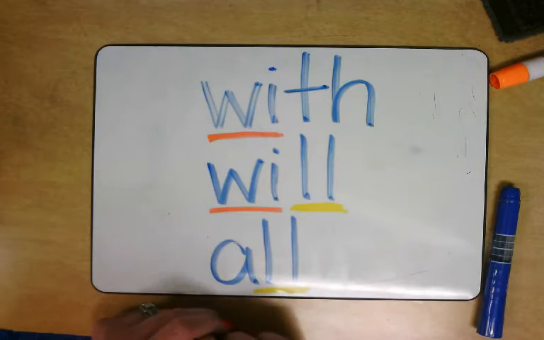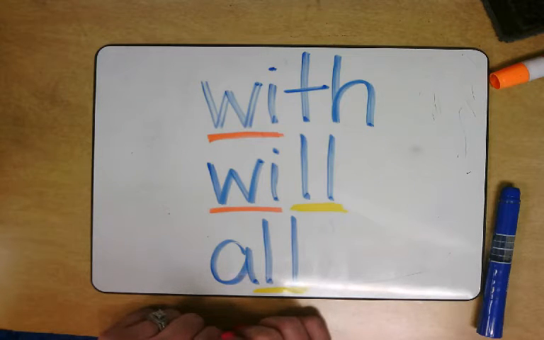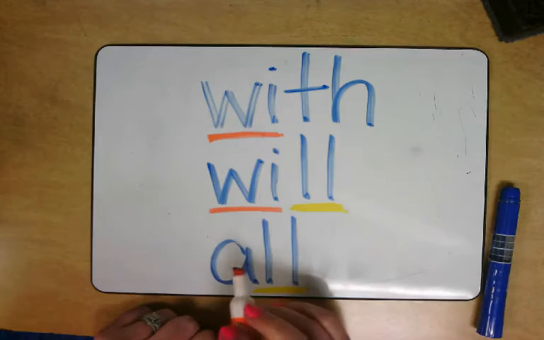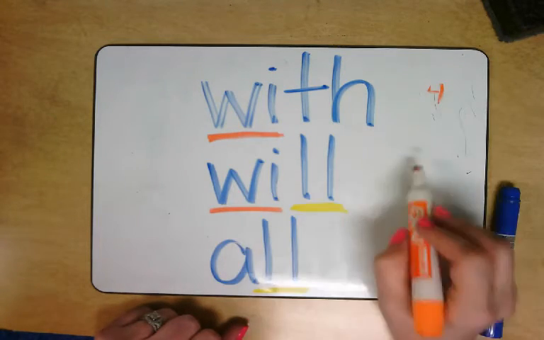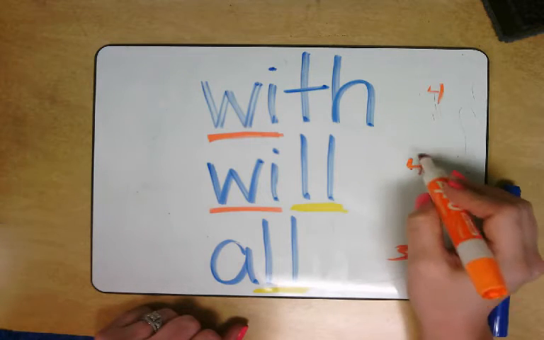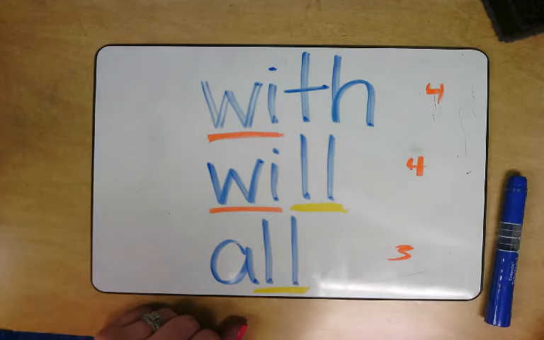What are some things that are different that you noticed? Do you notice some differences in these words? Well, how many letters does with have? It has 4. 1, 2, 3, 4 for will, and 1, 2, 3 for all. So that's a difference. Look, they don't all have the same amount of letters.